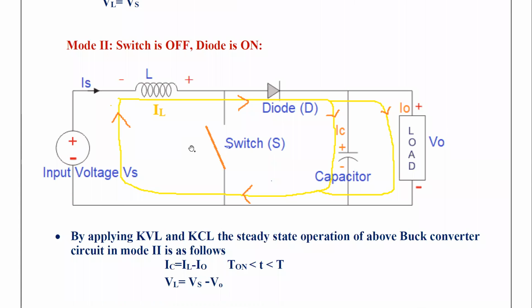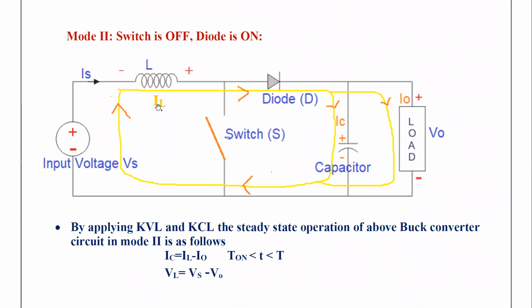When you apply KCL and KVL in the circuit, IL is equal to the combination of IC and I naught. Therefore, IL can be written as IC plus I naught. From this, we calculate the capacitor current for the ampere second balance equation. Therefore, IC is equal to IL minus I naught. So this is during turn off time.